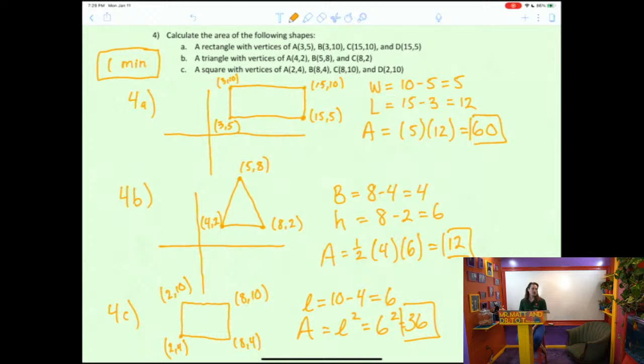But remember, a square has equal sides, so we really only need to do this length calculation once. If I pick any of the coordinates, let's just look at the y's. We have 10 minus 4. 10 minus 4 is 6. So the side lengths of this square are 6, and the area of any square is just side length squared. 6 squared is going to give us an area of 36 square units.